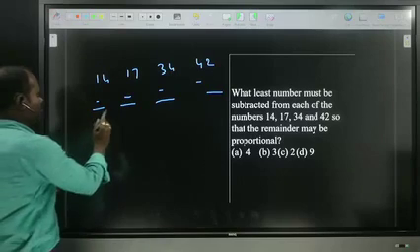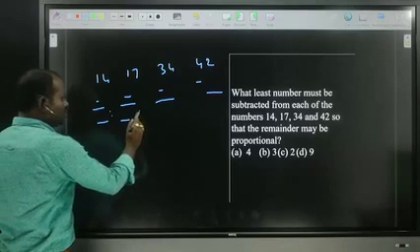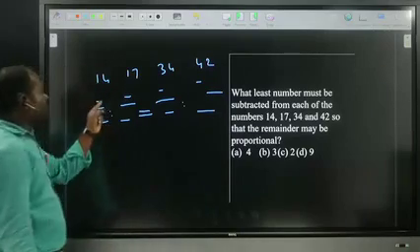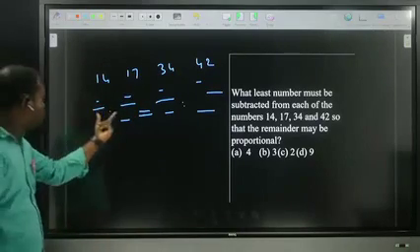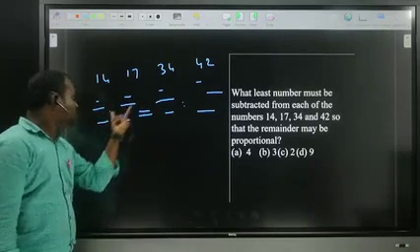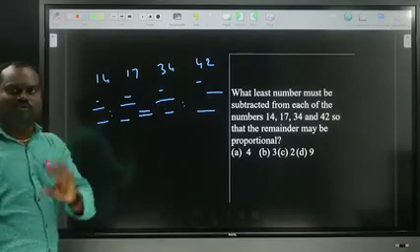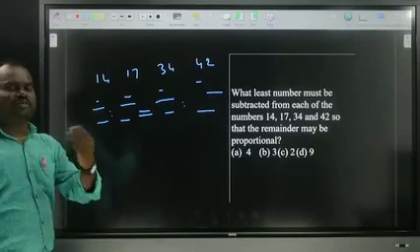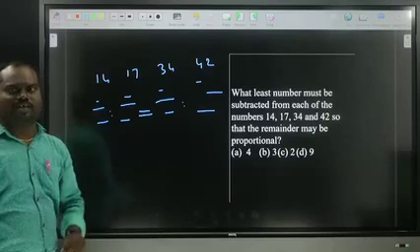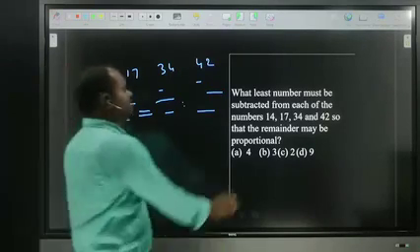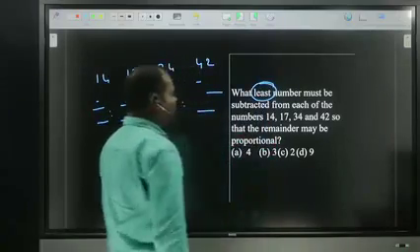That means this ratio should be equal to this ratio. By subtracting which number will the ratios become equal? The actual method is to assume some letter, x or y, but that is a little time-consuming. Instead of assumption, go through the options. The question asks for the least number, so among the options, first of all, what is the least number?